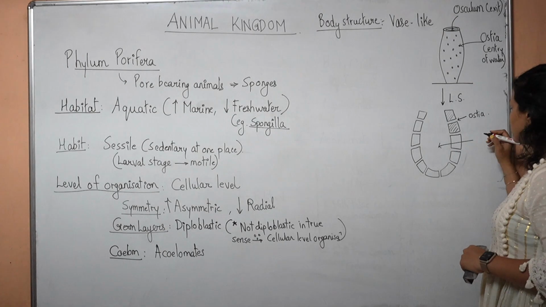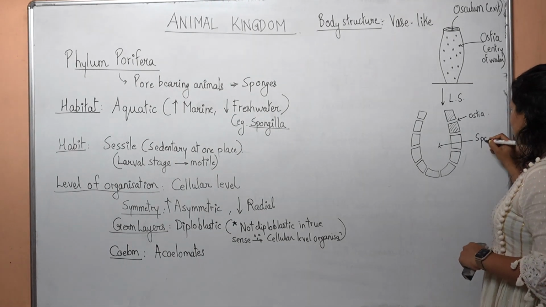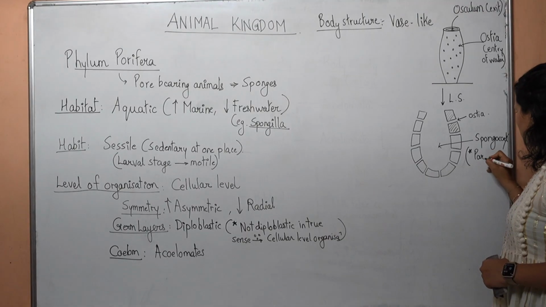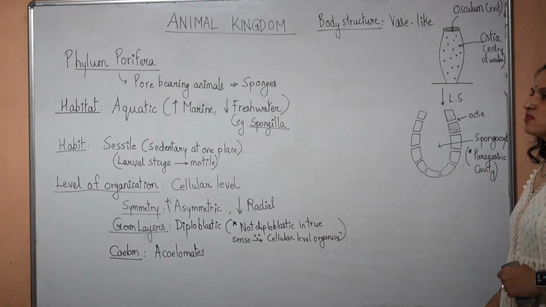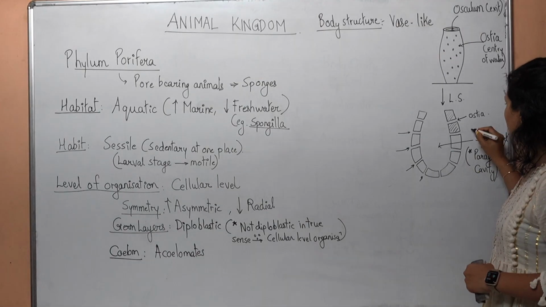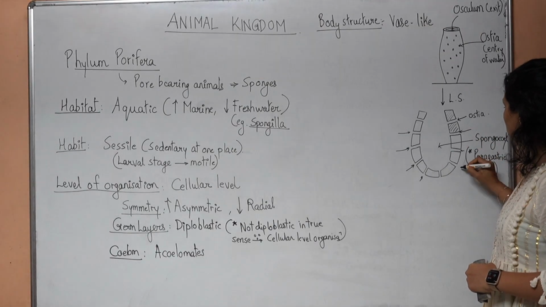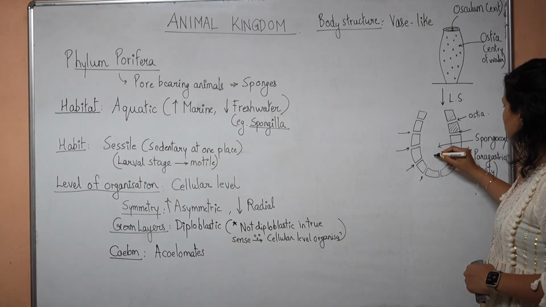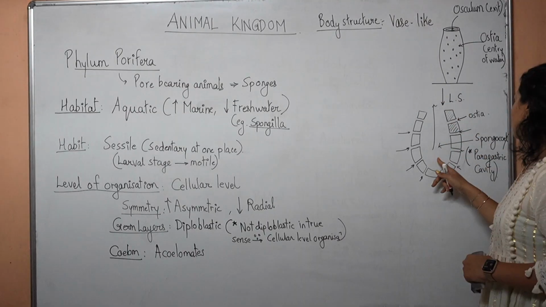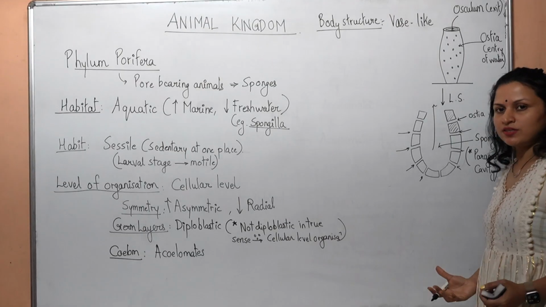This cavity inside is called the spongocoel, a primitive cavity, also called the paragastric cavity, which will act like its stomach. If you note the movement of water, it enters from all the sides, through all these ostia. It will enter into this spongocoel and it will be released out through the osculum. The spongocoel will act like a primitive gut.